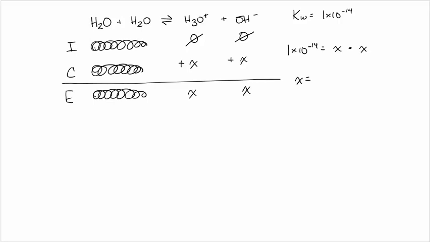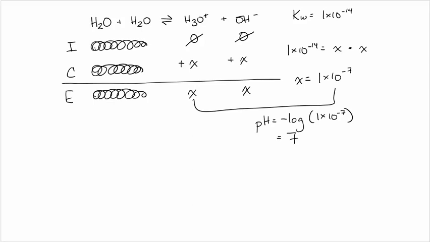So X equals the square root of that, 1 times 10 to the minus 7th. That is hydronium ion concentration. So the pH is the negative log of hydronium ion concentration. The pH is 7. And so that's where we get neutral from, at 25 degrees. So again, we're assuming we're at 25 degrees all the time. We are not always at 25 degrees, but we assume at 25 degrees, neutral is 7 because the autoionization constant of water is 1 times 10 to the minus 14th.